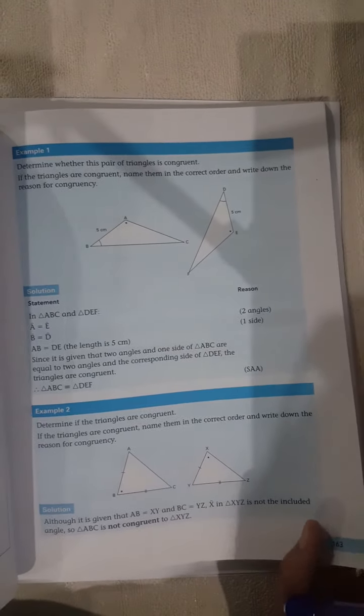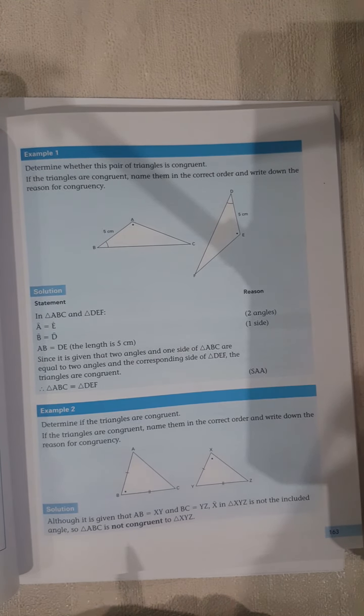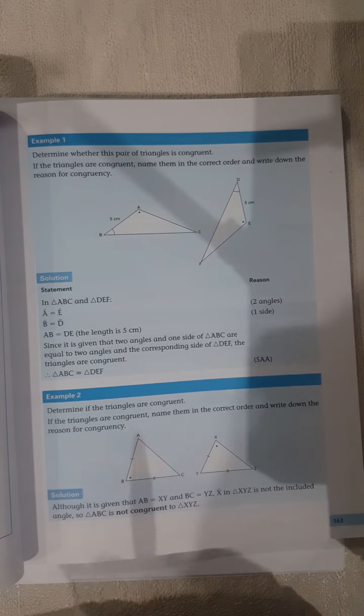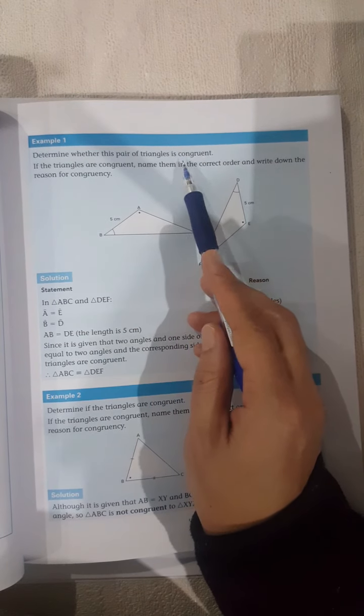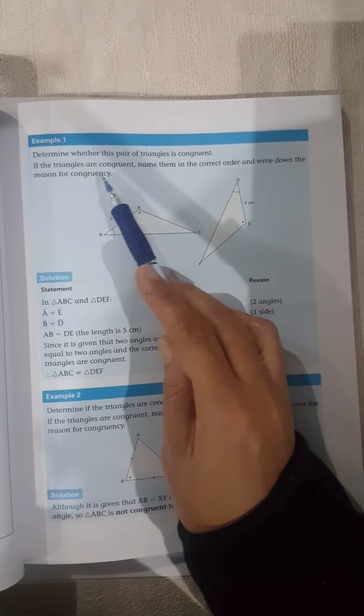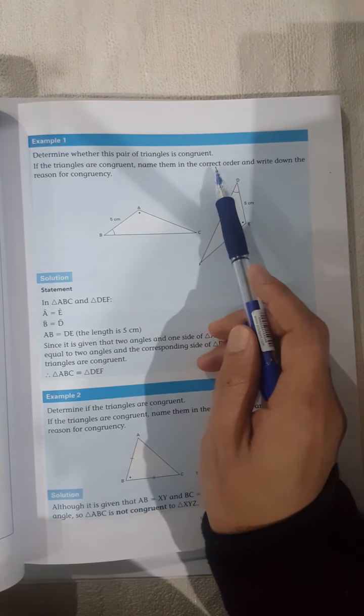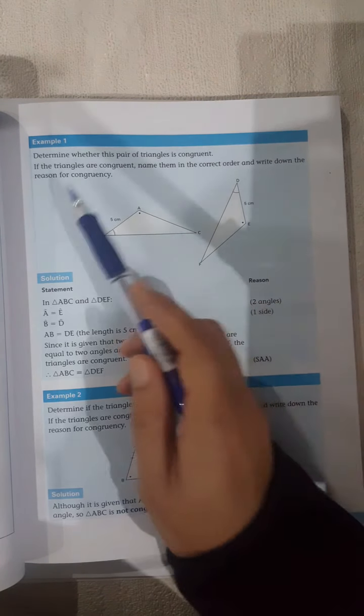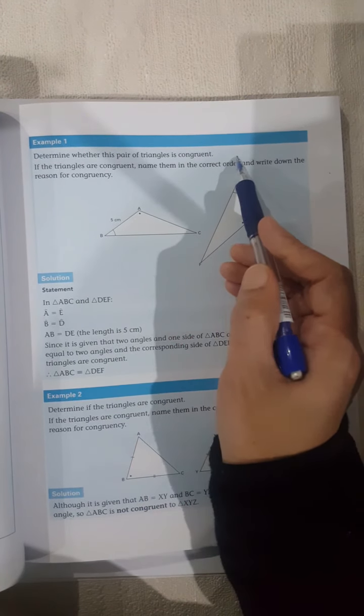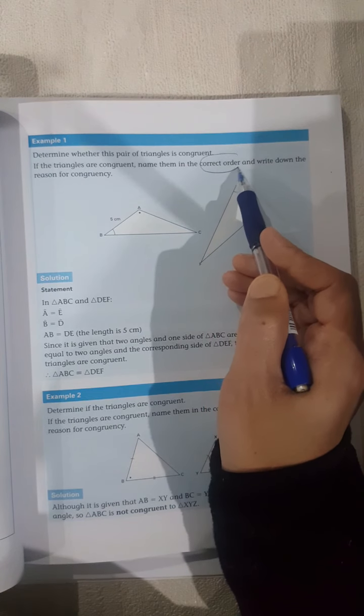Okay, so now we're on page 163. Okay, so it's saying determine whether this pair of triangles are congruent. If the triangles are congruent, name them in the correct order and write down the reason for congruency. So we're going to see why we have to call them in the correct order, right?